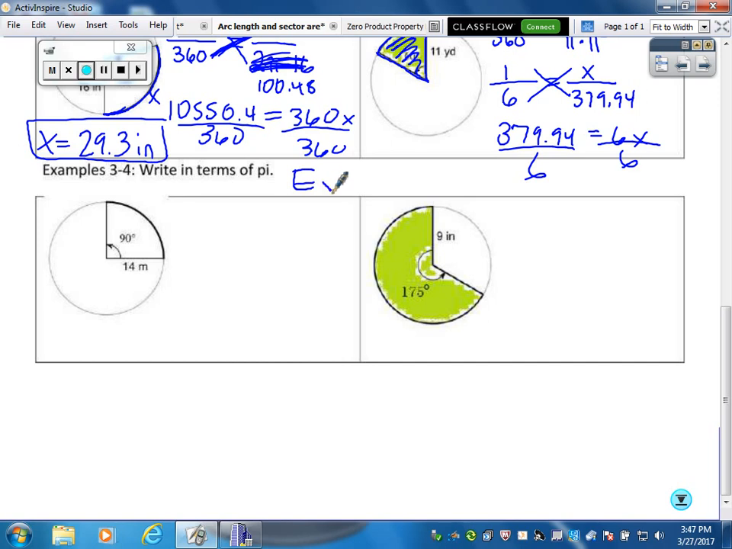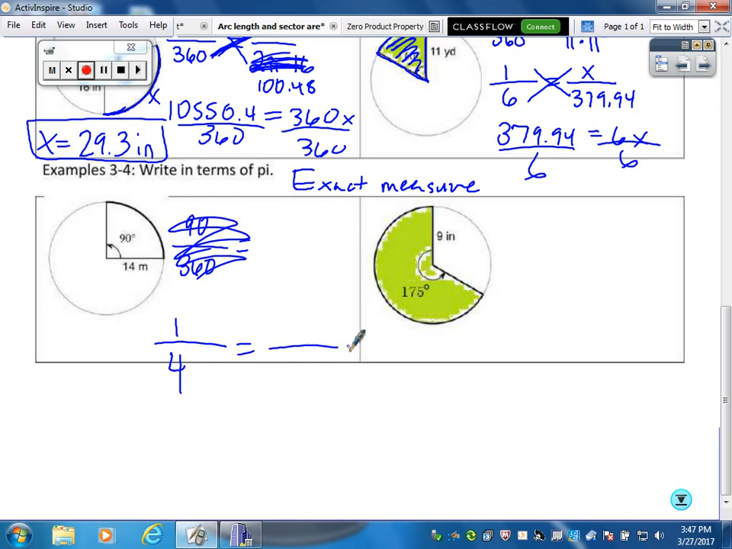You could also call this the exact measure. So that means we're not going to round at all. That means we can't even round pi. We're going to just work around pi. So here's what I've got. I've got 90 degrees out of 360 degrees. That is 1/4. And that is equal to, I'm going to ignore that one now.